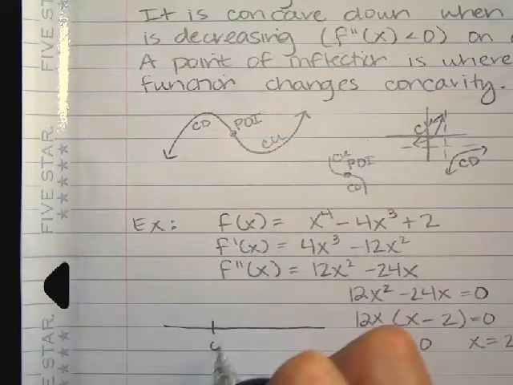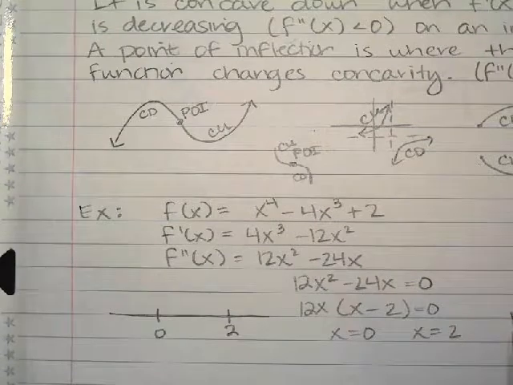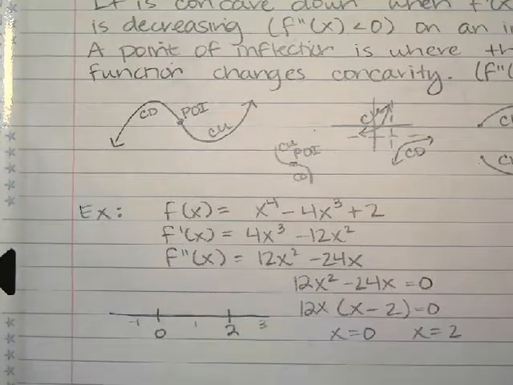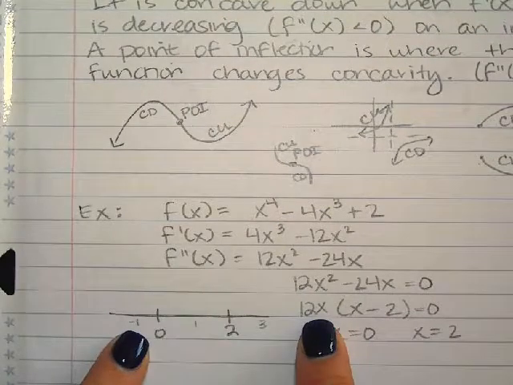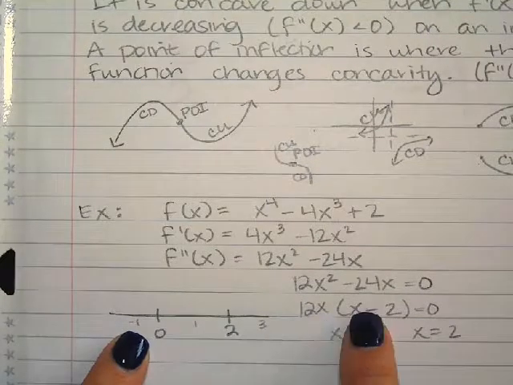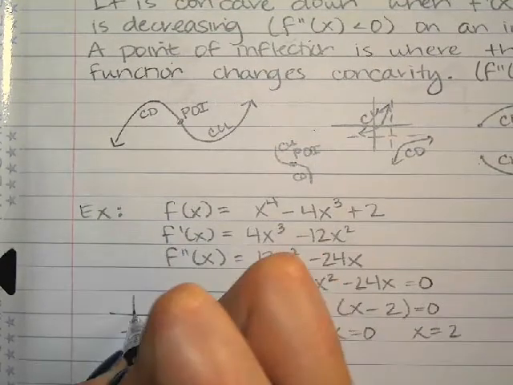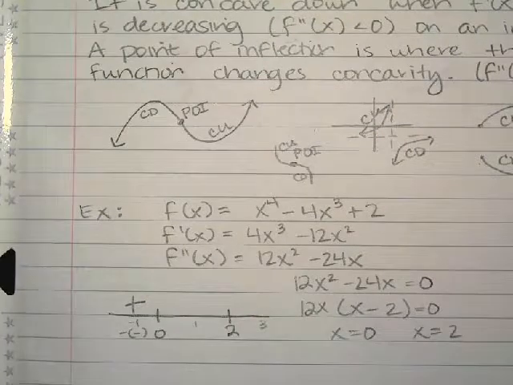Let's draw a number line. We've got 0 and 2. What numbers do you want to test? Negative 1, 1, and 3. If I plug in negative 1, I get a negative times a negative, so negative 12 times negative... I don't want a y-coordinate, I want to know what sign the second derivative is.